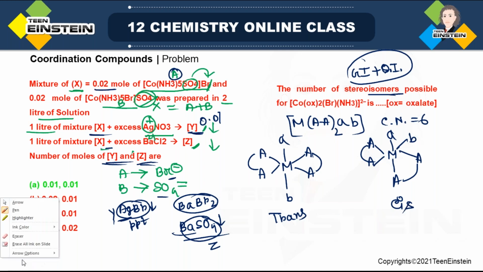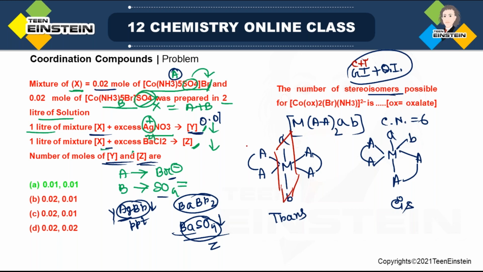Now it is clear that GI is possible, cis and trans. But what about optical isomers? If it is trans, then when you are cutting the molecule along this plane, two halves are the same. So it has a symmetry element present. It will not be optically active. But in case of cis, you will not find any plane along which if you cut, both halves will be equal. At first glance, you may think why not this plane, if I'm cutting, both sides there is A, but actually it is not.